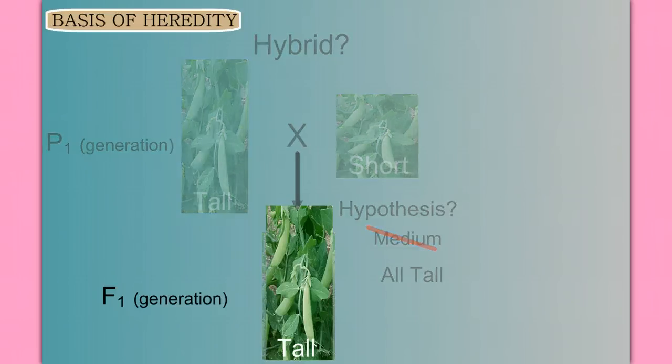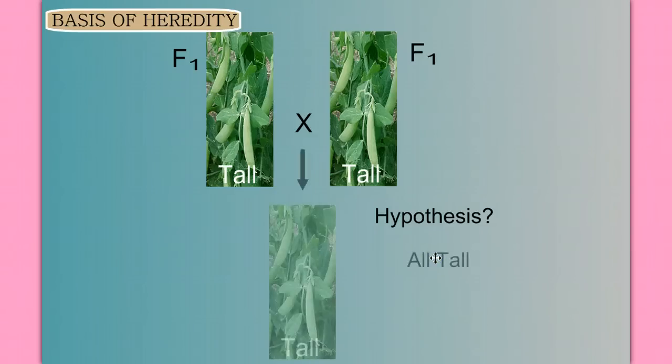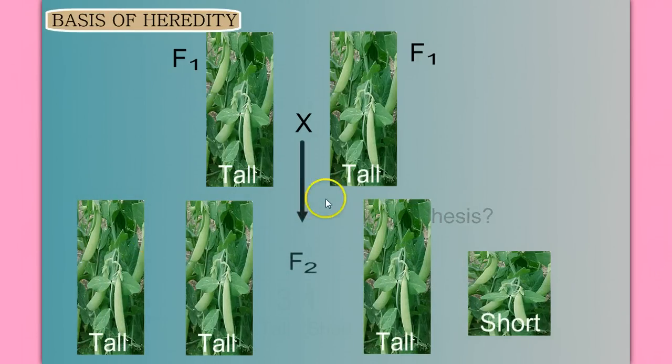What happens if he takes these tall offspring plants, two of these F1 plants, and crosses them with each other? Now remember, both of these plants are tall, and previously when we crossed tall with tall, we only produced tall plants, and when we crossed our tall with short, we only produced tall plants. So now again, crossing two tall plants, we would logically hypothesize that we should see only tall offspring. However, this is not what happened. In fact, from this cross of the two hybrid tall plants, we produced both tall and short plants. The shortness factor hadn't gone away, it had just been hidden.